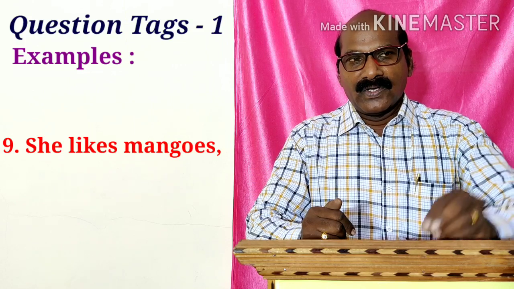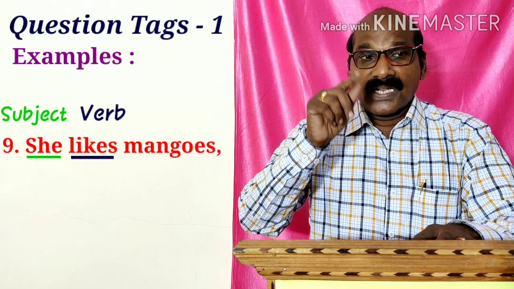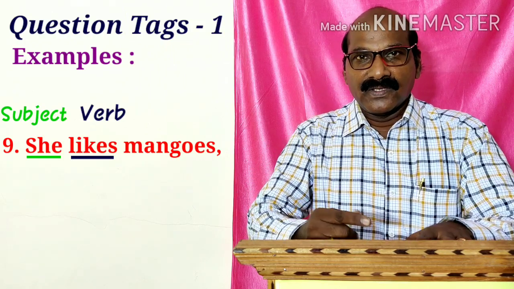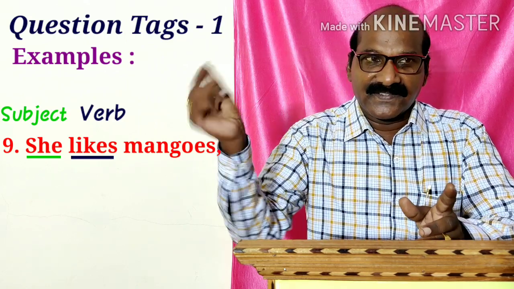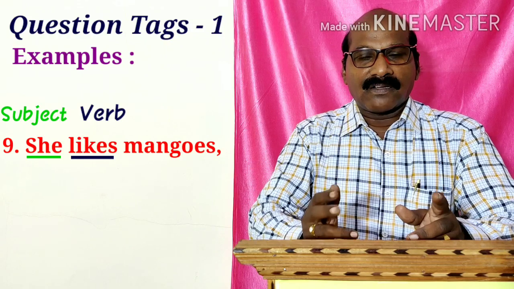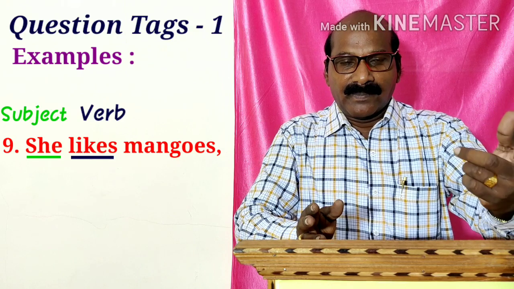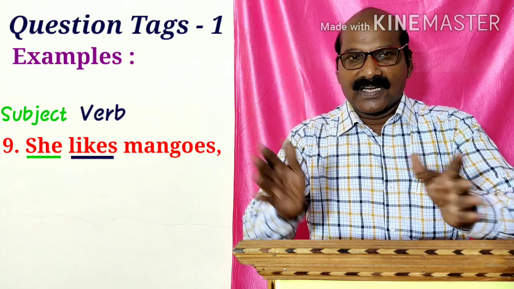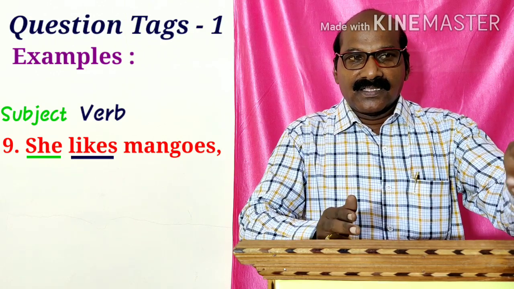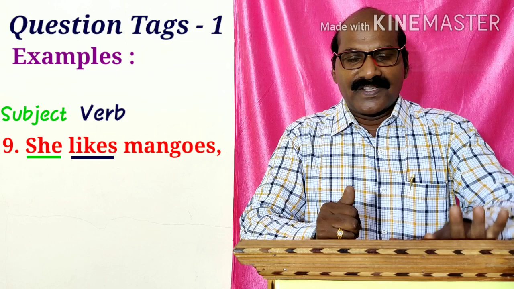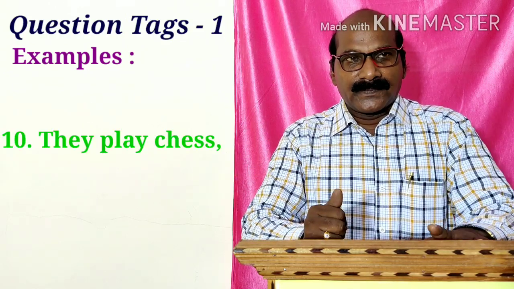Next one. She likes mangoes. This is the statement. She is the subject and likes is the main verb. And here there is no helping verb in the given sentence. When the verb is in simple present tense ending with the letter S, we have to start the question tag with does. Does not. Because the statement is positive, we have to use the question tag does not. What is the short form of does not? Doesn't. And the right pronoun is already given. Doesn't she?